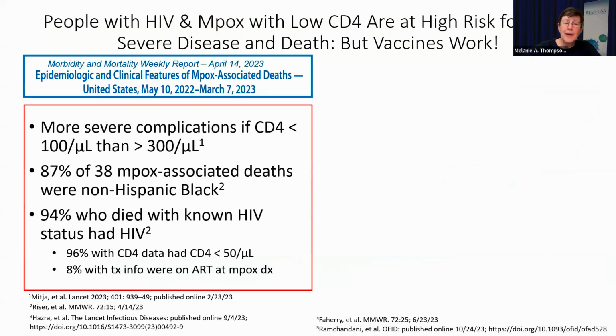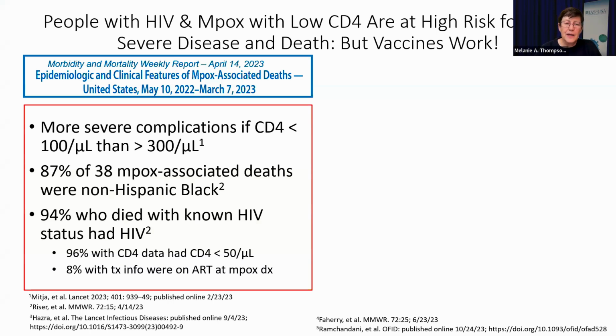So people with Mpox and HIV who have low CD4 counts are really at quite high risk for severe disease and also death. There have been several series presented looking at people with low CD4 counts. It's been found that there are more severe complications if the CD4 count is below 100 compared with above 300. Remarkably, 87% of Mpox deaths in this study in the MMWR were non-Hispanic Blacks.